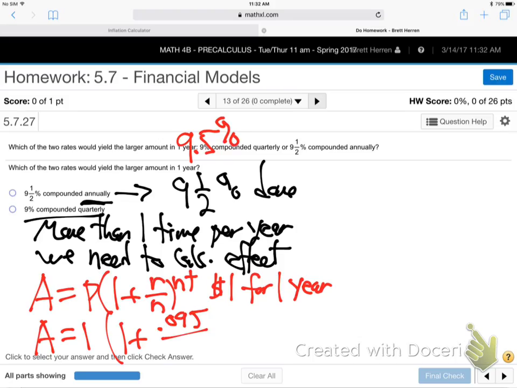Oh, no, it's 9. It's just 9. I'm looking back to the first one. The second one is just 0.09, isn't it? And N, what's N? N is the number of times it's compounded, so quarterly. N is 4. And time, again, is 1 year. Does that make sense there?